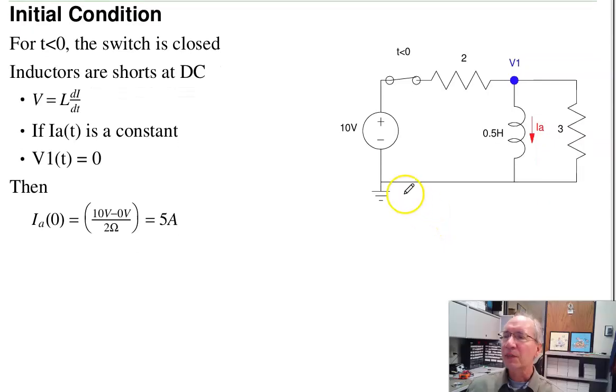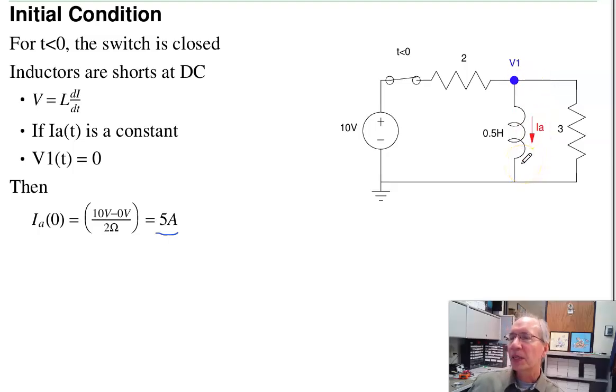Well, to calculate it, I first have to know the differential equation and the initial condition. Let's start with the initial condition. For t less than 0, the switch is closed. Inductors are shorts at DC, so this is 0 volts. And the current is 10 minus 0 over 2, 5 amps. So there's my initial condition. IA of 0 is 5.